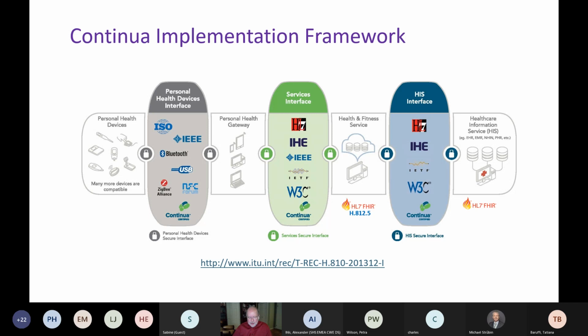So 10 plus years ago, the Personal Connected Health Alliance said, okay, we have all these great standards out there. The key to interoperability is uniform implementation of those standards. We came up with the Continua Design Guidelines, focusing not so much on the devices themselves, but the interfaces between those devices. You can leave it up to the domain experts to have the functionality of the device. But when it comes to communicating that, there needs to be uniform implementation of that.